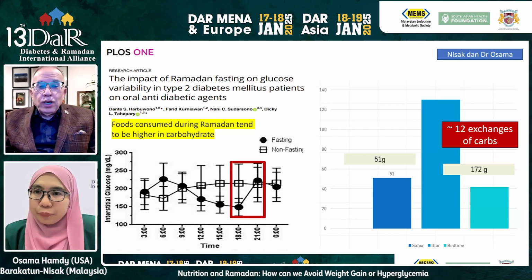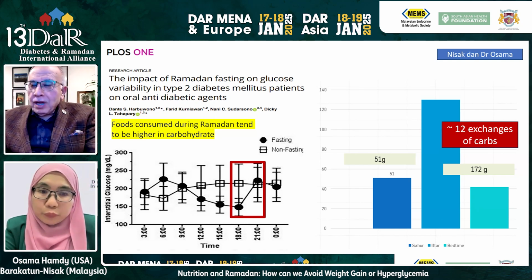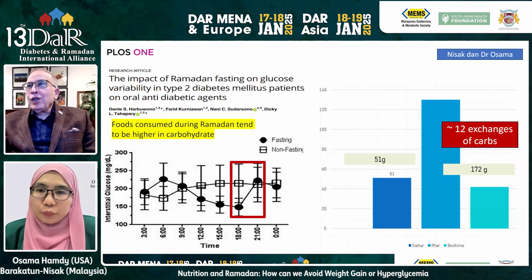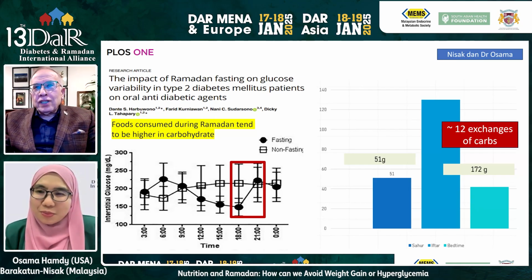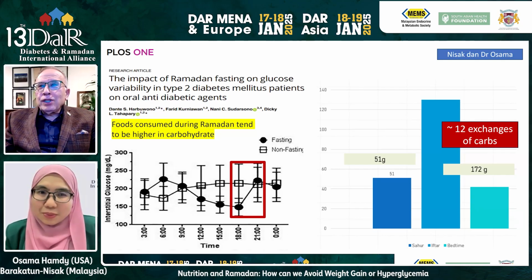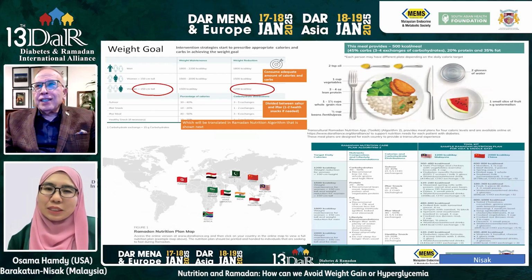Yeah. So, Nisak, we have been talking about the Ramadan plate. And you designed a very, very nice Ramadan plate, and also you designed it in different cultures. So, can you educate us a little bit about the Ramadan plate? And I will put it on the screen here so people can see it.